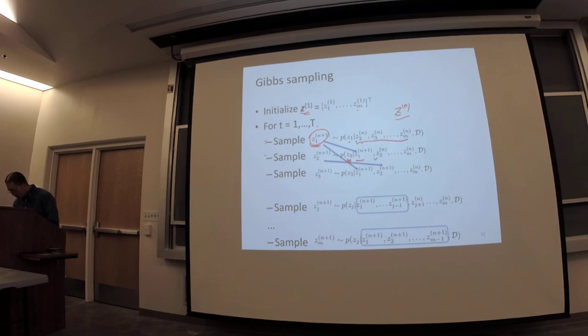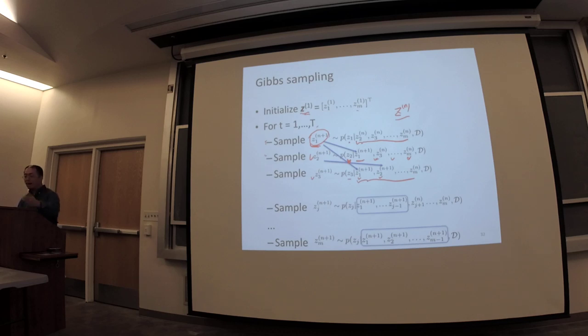And Z3, Z4, Zm. Remember, be aware that Z3 to Zm are the old components, right? Because they haven't been updated. So now I got my new sample for the second component, Z2 plus 1. Right? So next, I'm going to generate a new sample for the third component. So I'm going to replace the first and second components by their new samples, Z1 plus 1, Z2 plus 1. Then I use the conditional distribution of Z3 given all the remaining components to generate a new sample for Z3. So I got Z3 plus 1.